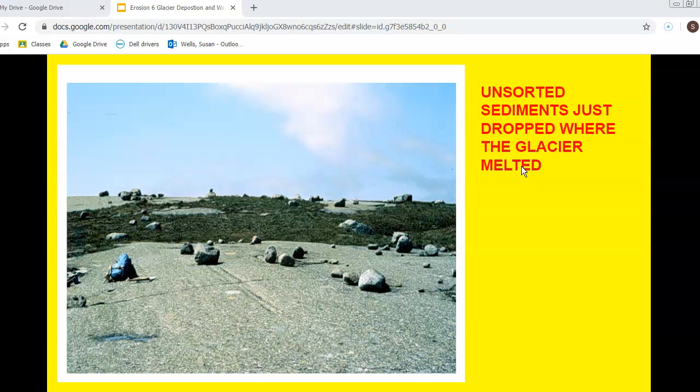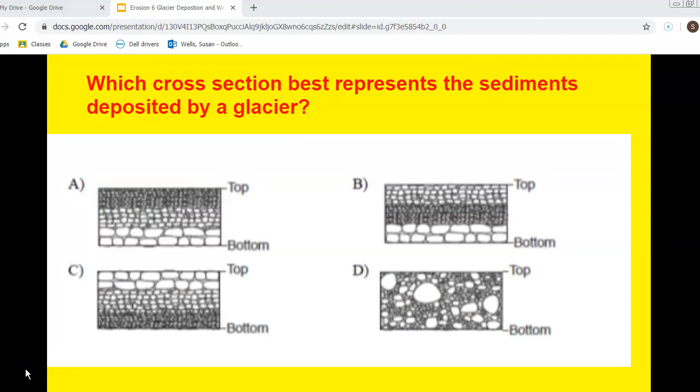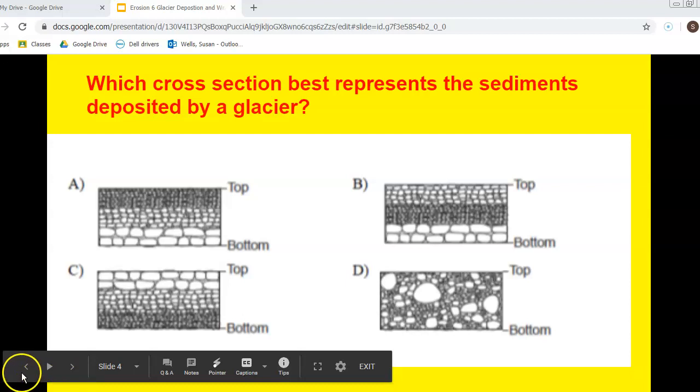This is just showing you wherever the glacier melted, it drops. When the energy decreases, material gets deposited. It would be a type of question that you would get. Materials that are sorted are typically being deposited by water, but glaciers can't organize. They just drop everything where it is, wherever it melts. So the correct answer, hopefully you can see, is D.